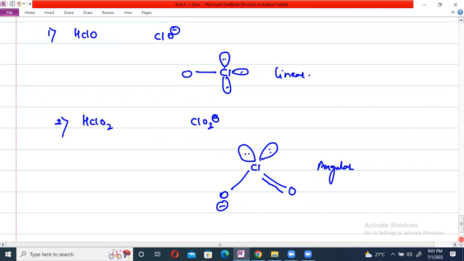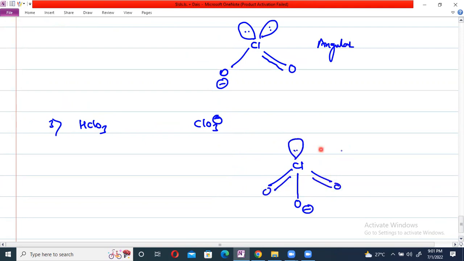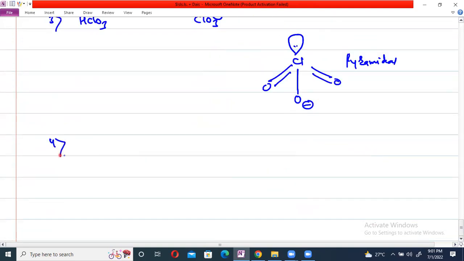The third oxyacid of chlorine is HClO3. Take out the hydrogen, I will get the salt ClO3 negative, Cl with 1, 2, and 3. I'll say this is O negative, then double bond O, and one lone pair. You know how it looks? It looks pyramidal, 3 bond pairs, 1 lone pair. And the last one is perchloric acid, that is HClO4. Take out hydrogen, I will get ClO4 negative, meaning Cl bonded with O negative, 1, 2, 3, double bond O, double bond O, double bond.